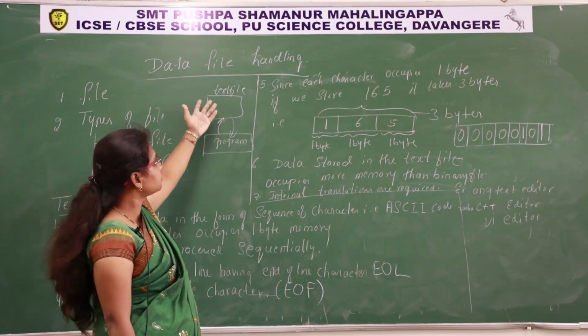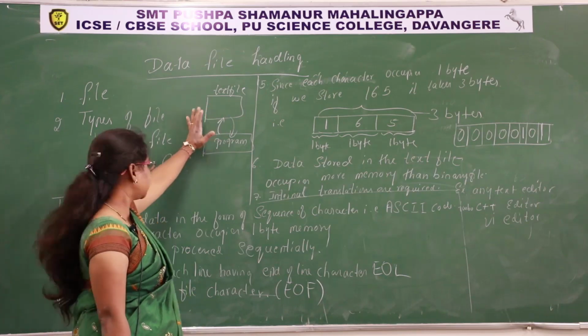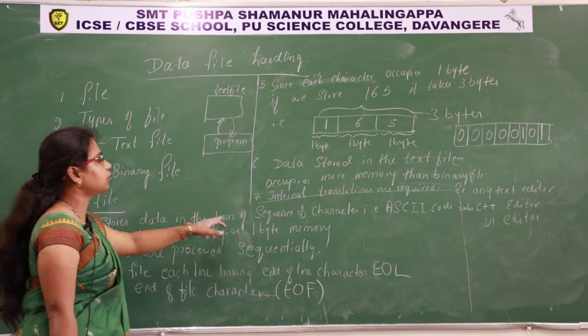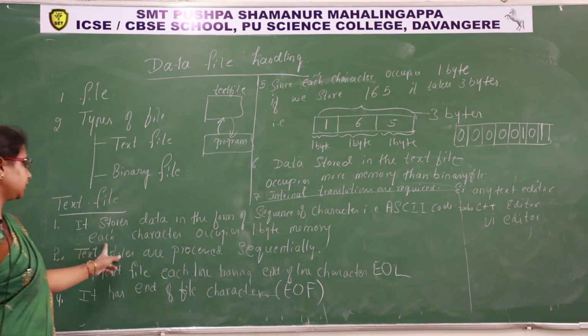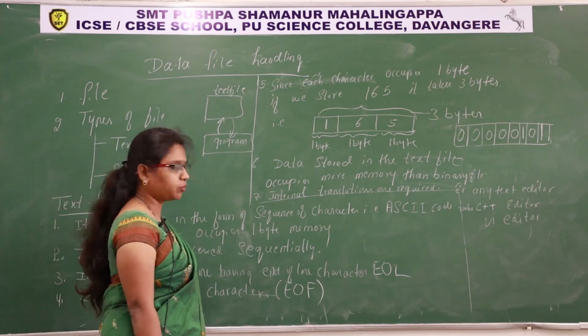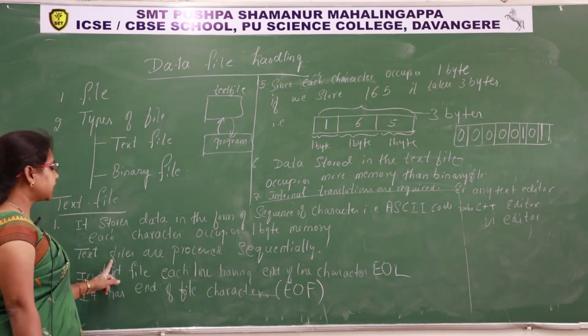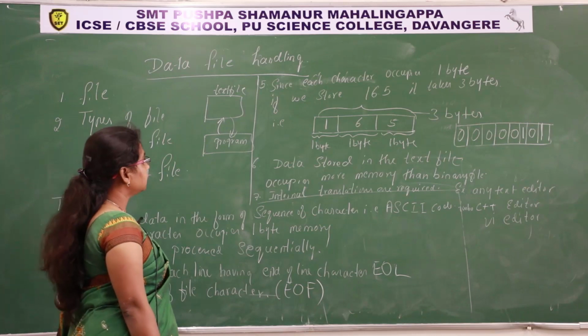The text characters get stored. So that is the first point here. It stores data in the form of a sequence of characters, that is ASCII code. Each character occupies 1 byte of memory. Text files are processed sequentially.